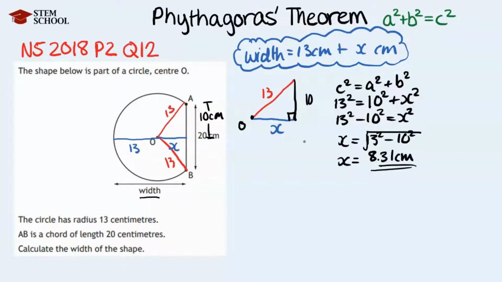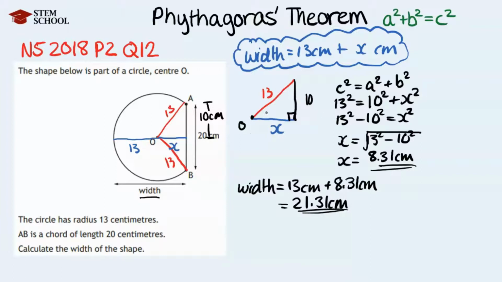Now we substitute that into the width calculation. We found what x is. So width is equal to 13 centimeters plus 8.31 centimeters, which we calculated as x. So we know that the width is going to be 21.31 centimeters. Okay, so that's us figured that out.